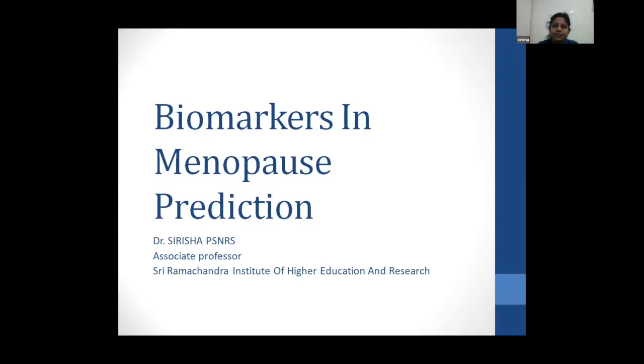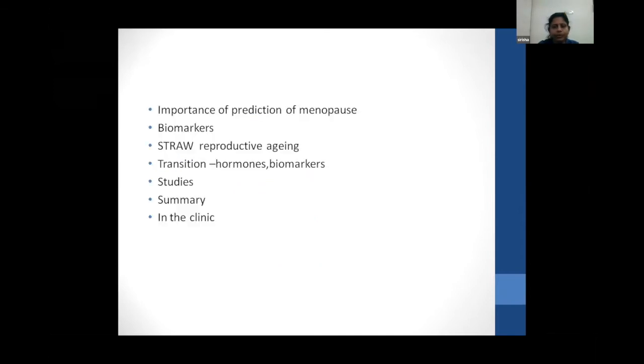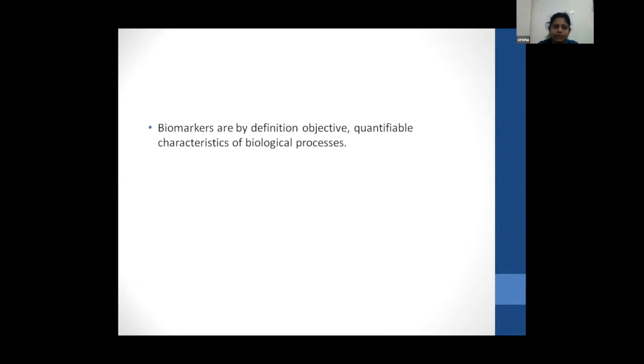Today's topic of mine is biomarkers and menopause prediction. To do justice to this topic, I will be speaking about the importance of prediction of menopause, the biomarkers, the STRAW staging, the transition, the hormones involved, the biomarkers involved, the studies, and just summarizing the studies and what to do in the clinic. By definition, biomarkers are objective, quantifiable characteristics of biological processes.